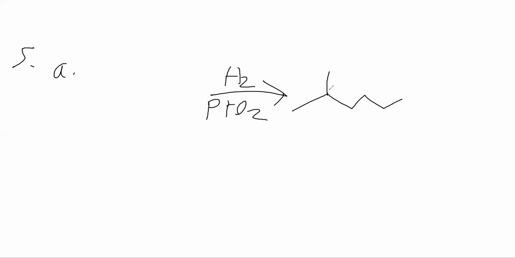So we're being given a set of conditions. Here we have H2 and PtO2 and the product, and I'm asking what substrate you could use to get there. H2 and PtO2 is just hydrogenation, which adds hydrogens across a double bond and turns it into an alkane like we have over here.